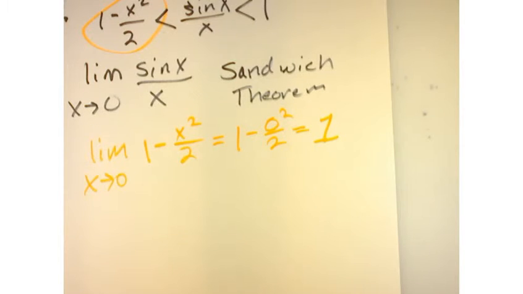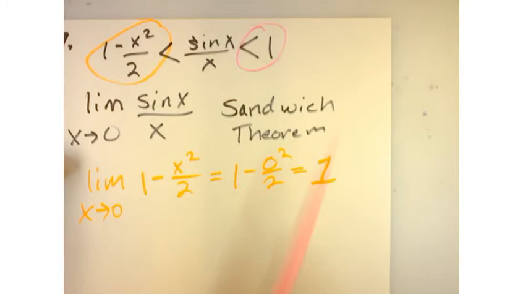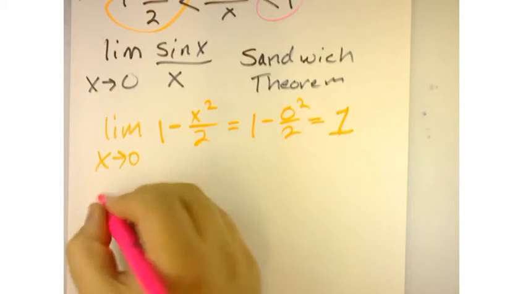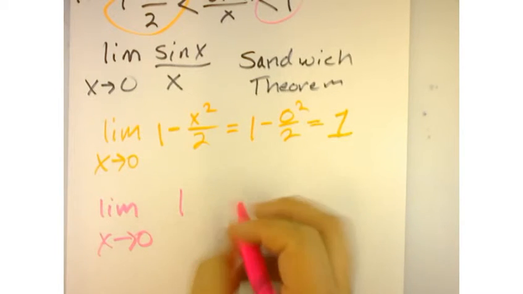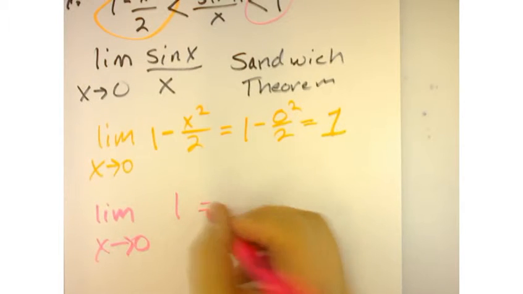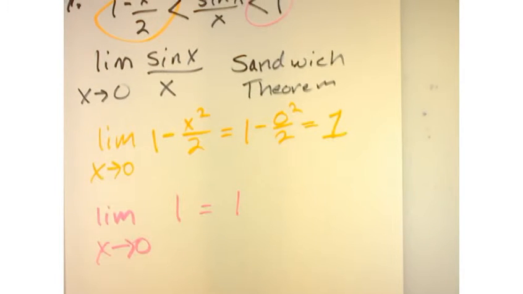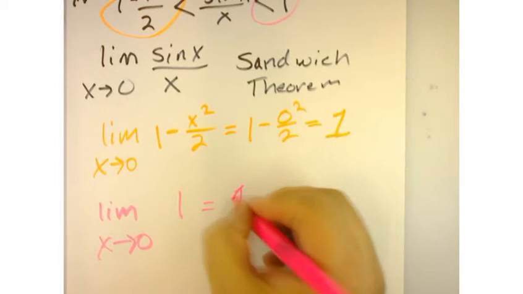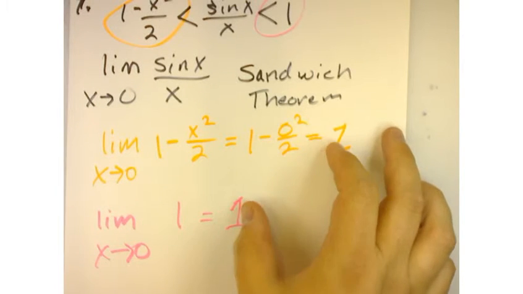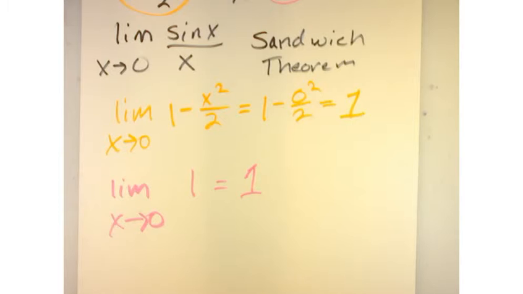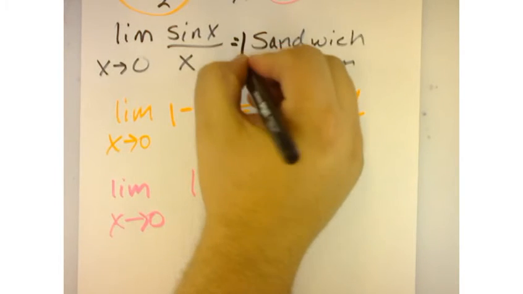Let's do the upper boundary. The upper boundary is 1. So I'm going to take the limit as x approaches 0 of the constant 1. Where do I plug the x in? I can't. So it's 1. Whenever you take the limit of a constant, the limit is the constant. So since this is 1 and this is 1 and sine of x over x is in between these two functions, what do you think the limit of sine of x over x as x approaches 0 is? 1.